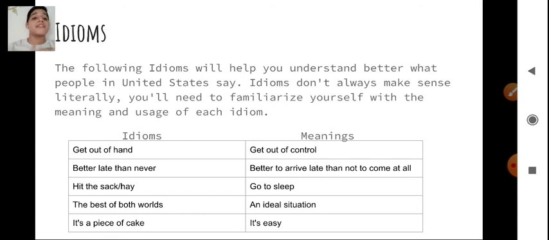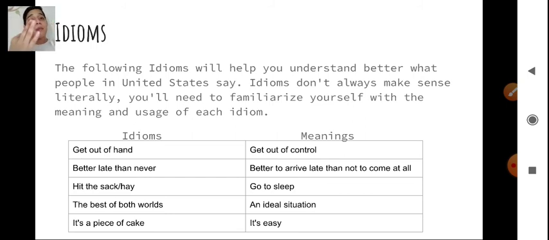Now let's go for the second idiom. It says, hey, better late than never. And we have right here the meaning that says, it is better for us to arrive late than not to come at all. Okay, it's better to be late in a place than not going to that place.